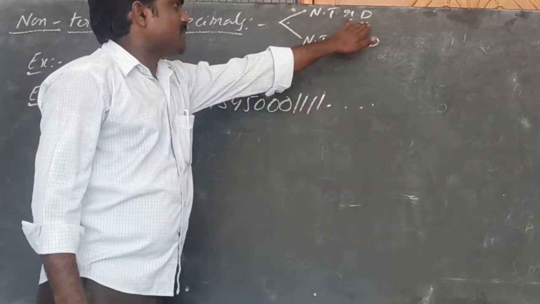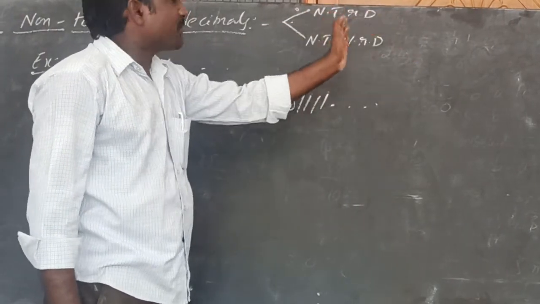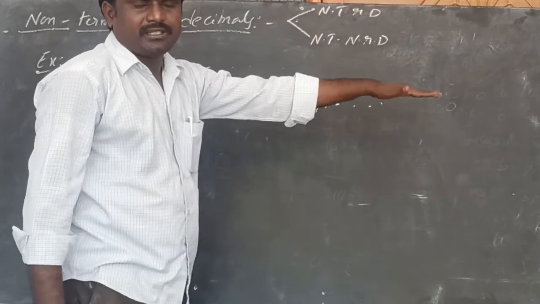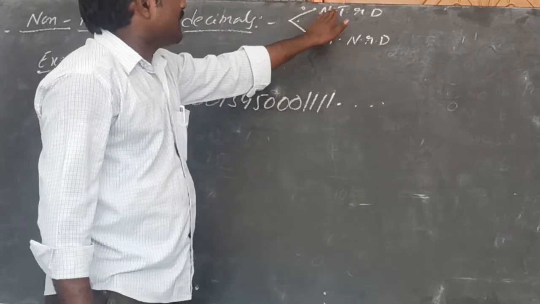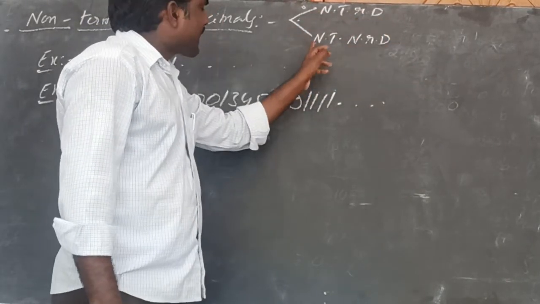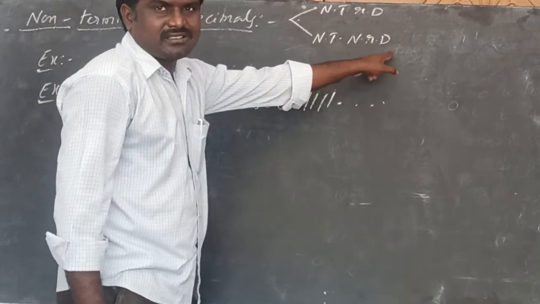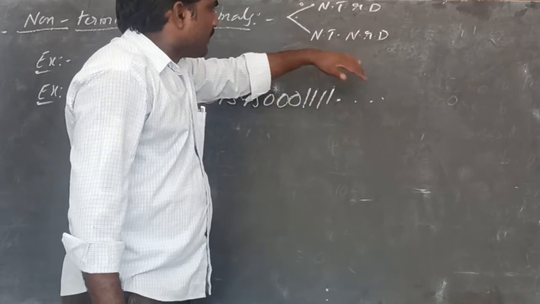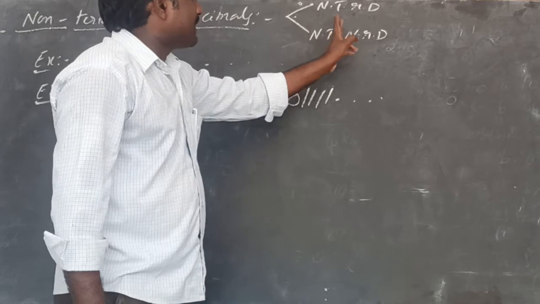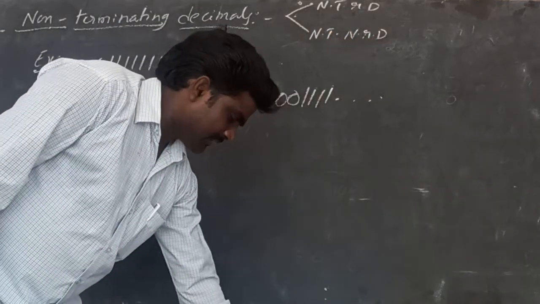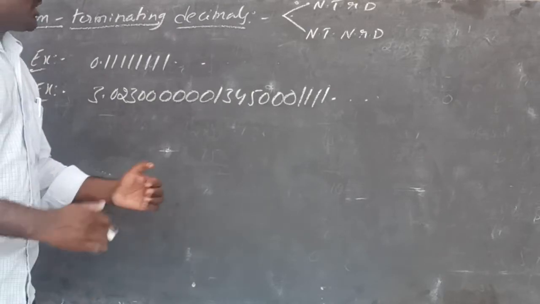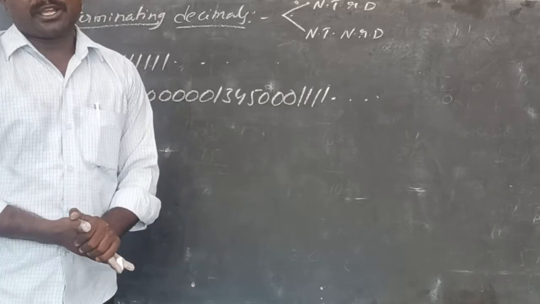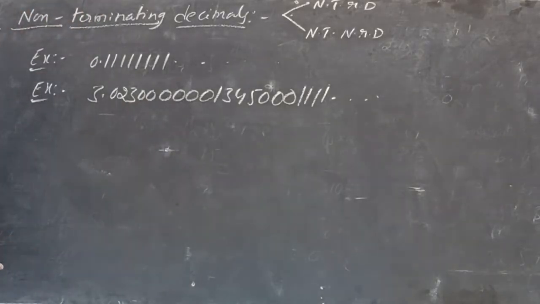Repeating decimals means the decimals repeat continuously. A set of digits repeats. Those decimals are called non-terminating repeating decimals. The second one, non-terminating non-repeating decimals, means the decimals do not repeat. Non-terminating repeating decimals we can change into P by Q form by using period and periodicity.